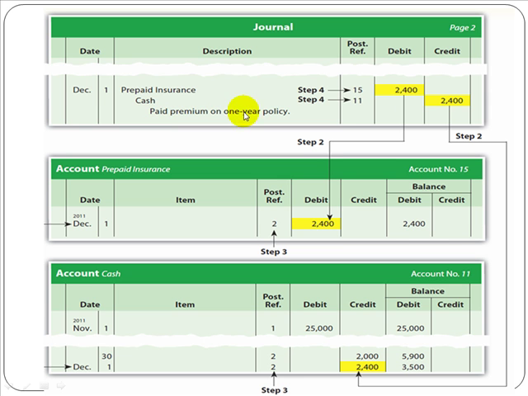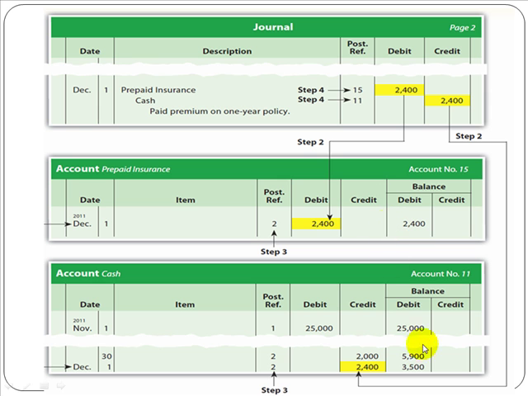We're now going to post the cash account transaction that happened in this journal. We credited cash for $2,400. We come down to the cash account, and on December 1st, post reference 2, because it's on journal page 2, we credited the cash account for $2,400, bringing the balance now to $3,500.